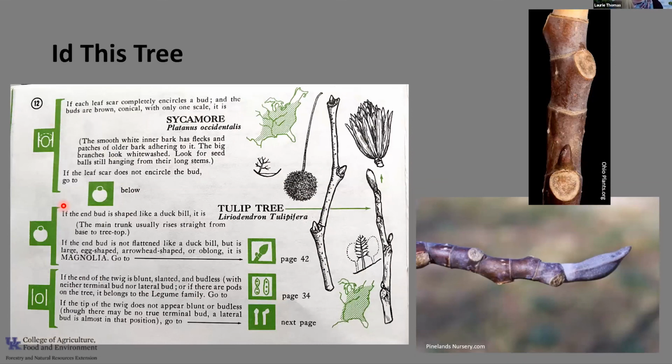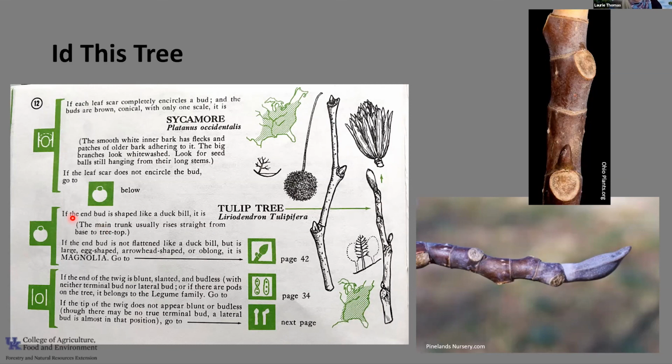And it asks us about our leaf scar. Now it says if each leaf scar completely encircles a bud and the buds are brown, conical with only one scale, it's a sycamore. And it shows you what that should look like, a leaf scar that completely encircles the twig. So it's like the bud sitting in a cup. Or if the leaf scar does not encircle the bud, we want to go below. Well, let's look at our leaf scar. It does not appear to be encircling our bud. It sits below the bud instead of encircling it. So we do not meet that criteria. This is not an American sycamore.